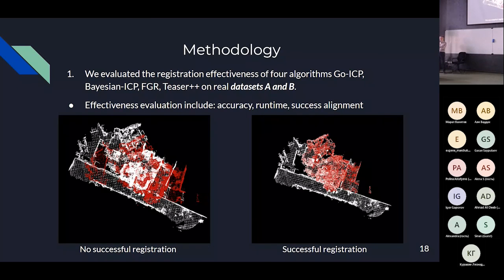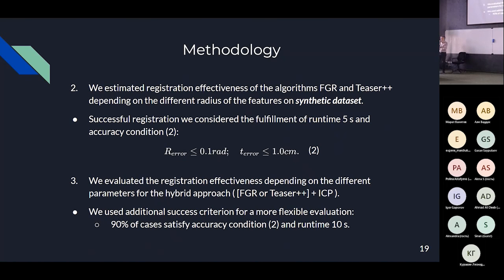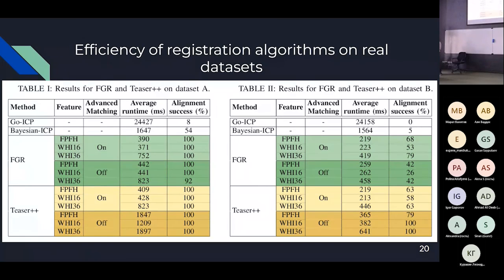The methodology is the following. At first, we evaluated the registration effectiveness of algorithms on real datasets A and B. Second, we estimated the registration effectiveness for the algorithms fast global registration and Teaser++, depending on different radius and features on the synthetic dataset. And finally, we evaluated the registration effectiveness depending on different parameters for a hybrid approach. And let's go to results.